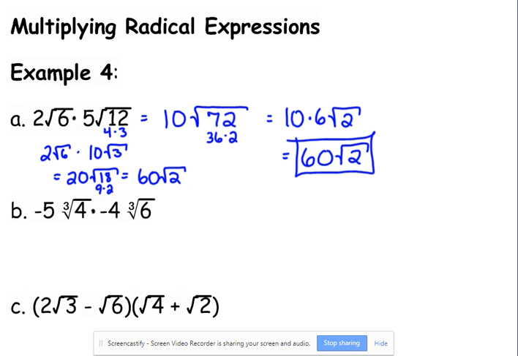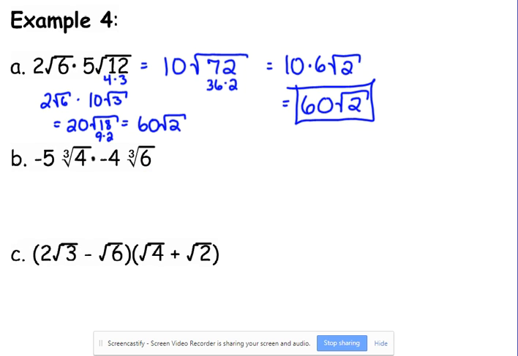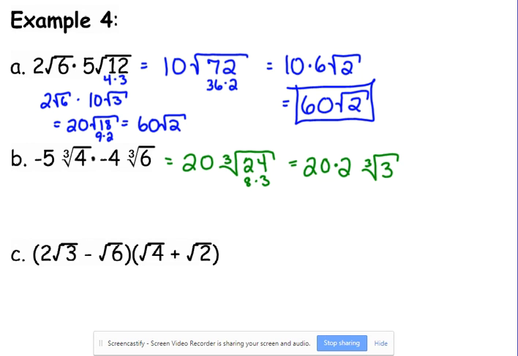So again, with b, as long as those are both cube roots, we can do this. So negative 5 times negative 4 is positive 20. The cube root of 4 times 6 is 24. 24 is 8 times 3. The cube root of 8 is 2. 3 is not a perfect cube, so it stays. So that's 40 cube roots of 3.